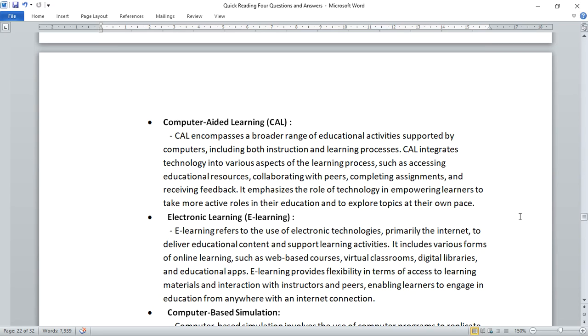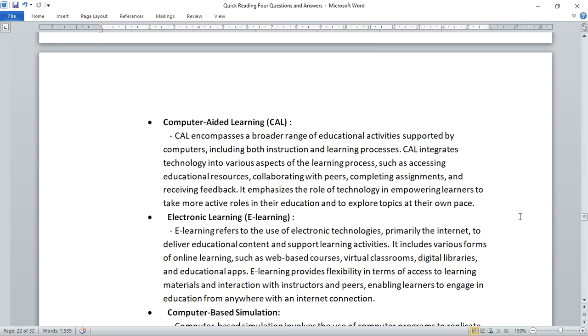Computer-aided learning integrates technology into various aspects of the learning process, such as accessing educational materials or resources, collaborating with peers, completing assignments, and receiving feedback. It emphasizes the role of technology in empowering learners to take more active roles in their education, to explore topics at their own pace. So here you can just rewind and rewind and rewind.